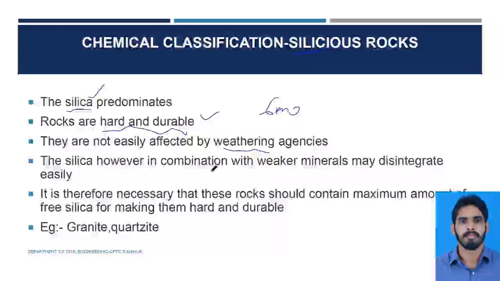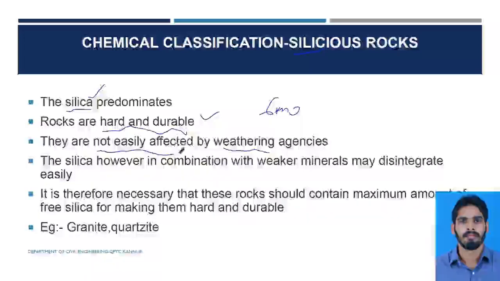Weathering means some portion may be transported to some other places. That is known as weathering. There will be some agencies. That is transporting agencies. It may be wind or snow, whatever. We have already discussed all this. They are not easily affected. That's the point.